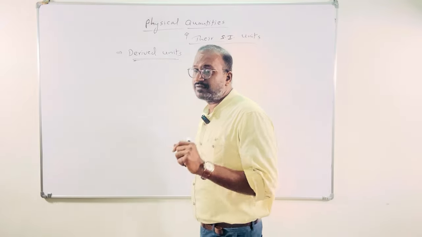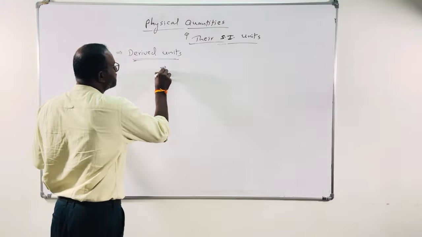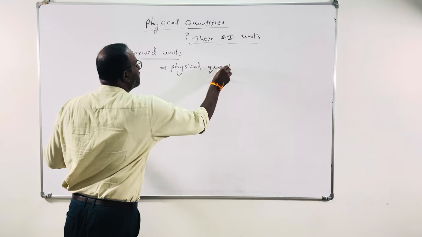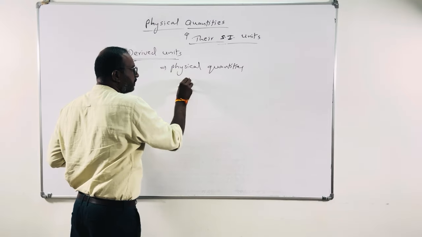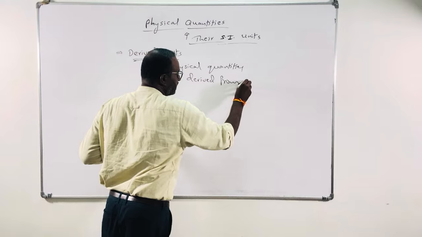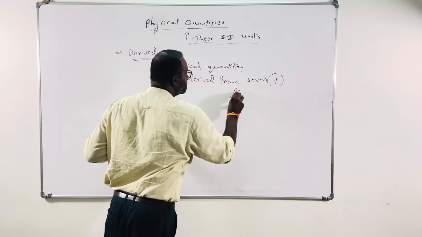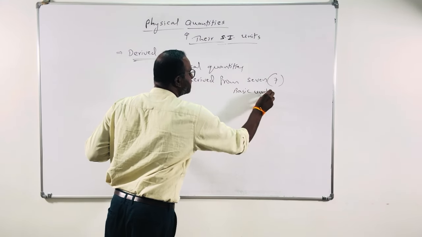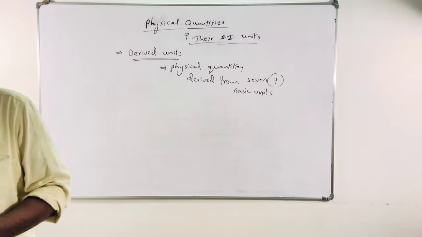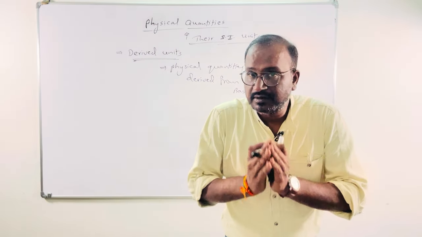Why do we call these derived units? Because these physical quantities are derived from the 7 basic units. That's why we call them derived units, because these have been calculated from the 7 basic units.